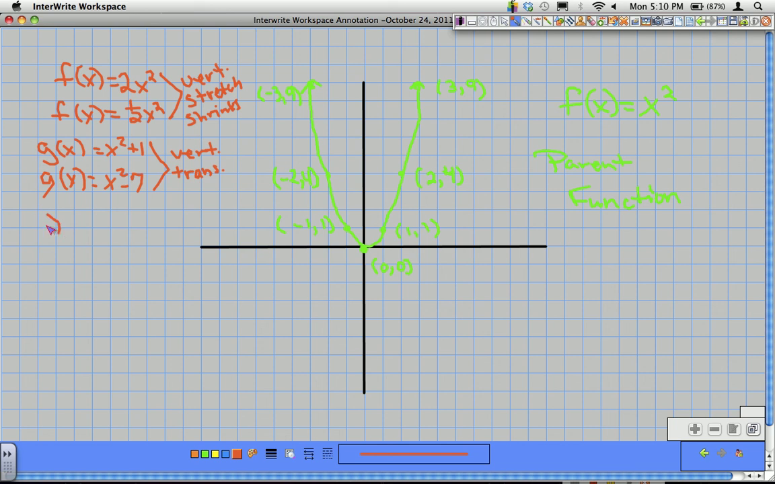We could also end up with something like this, where we go inside the parentheses, and again inside affects the x's and does the opposite. So on each of those, the x's are horizontal, so these are going to be horizontal translations. And there's more that we could always go back and look at, but all of these are going to affect the xy values that we had on our parent function here. So that's going to set us up for what our graphs are going to look like.